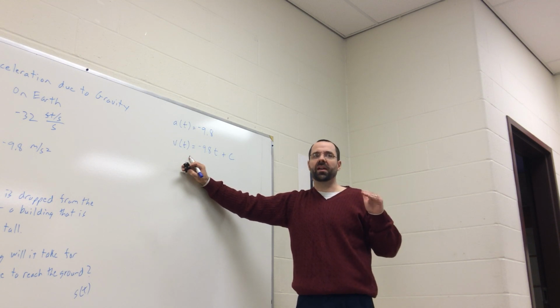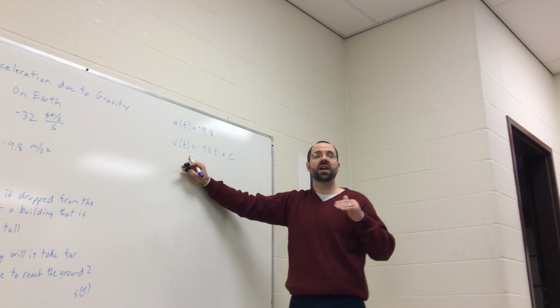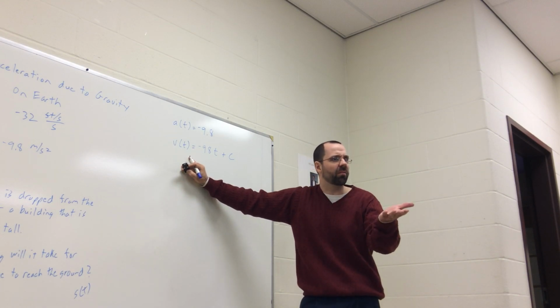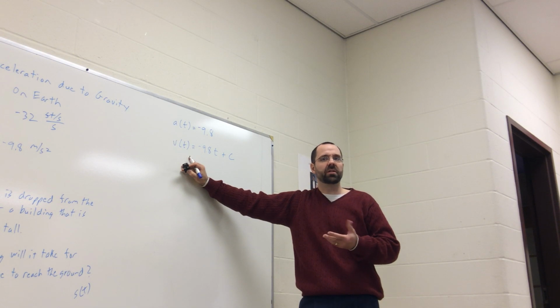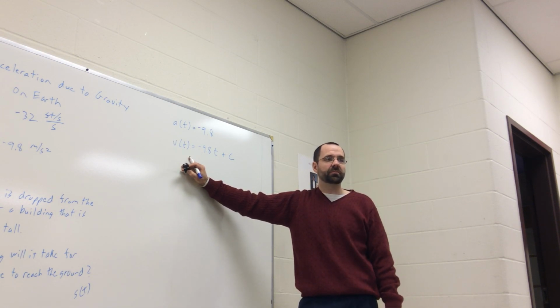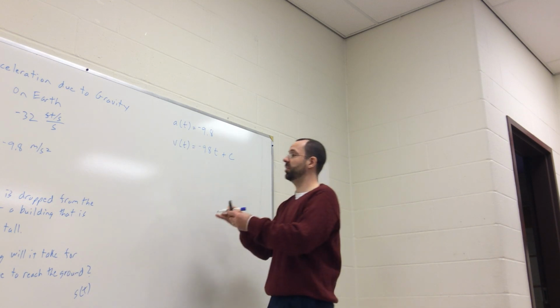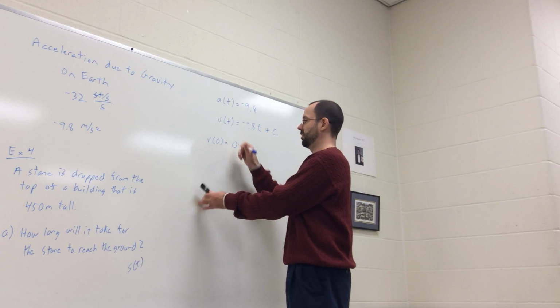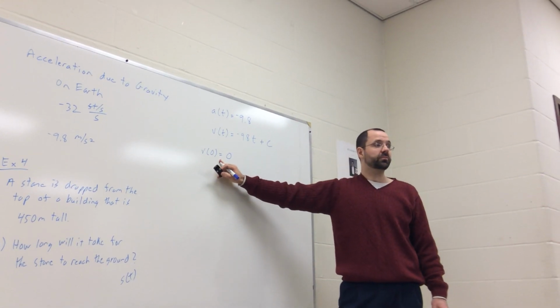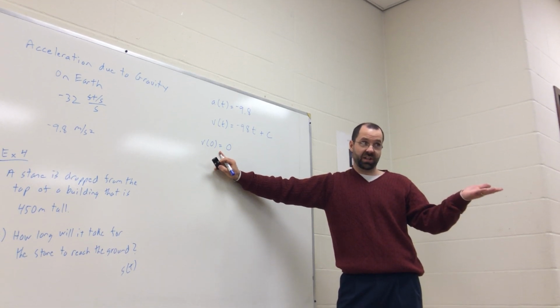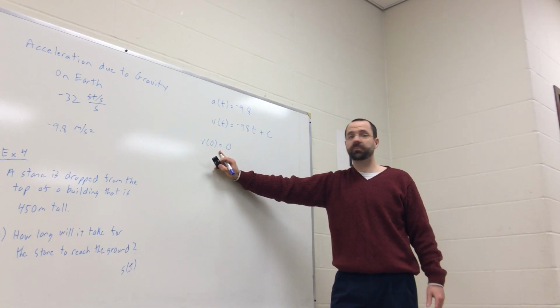What's the time then? 0. When the time is 0, the velocity is 0. In other words, at the beginning of the problem, when time equals 0, right at the moment when the stone gets dropped, the velocity is 0. Okay, so we know that v of 0 equals 0. And Rebecca brings up a good point. We also know that the position then is 450, and we're going to use that later.